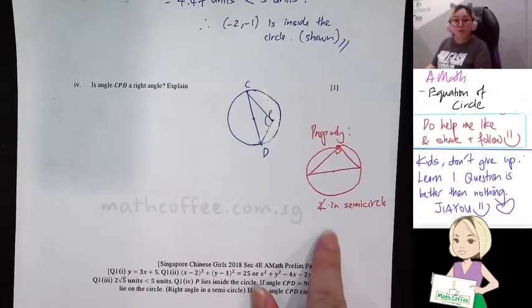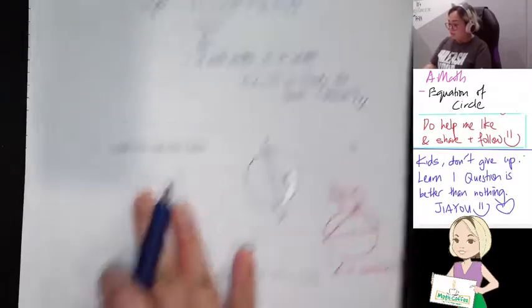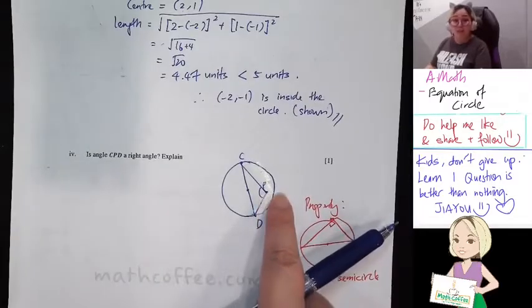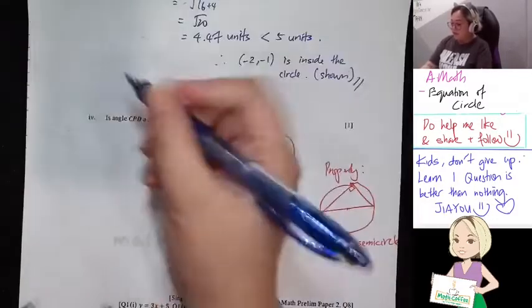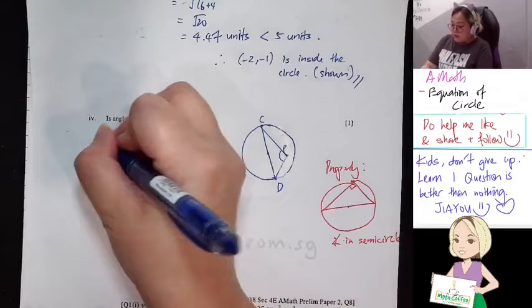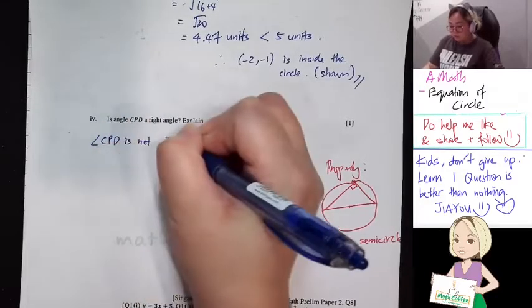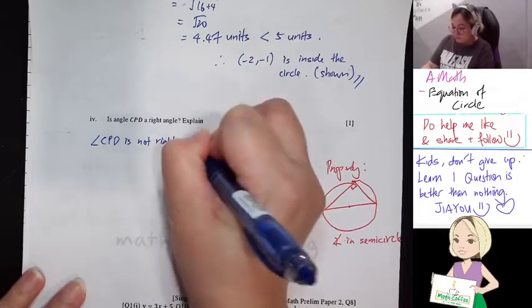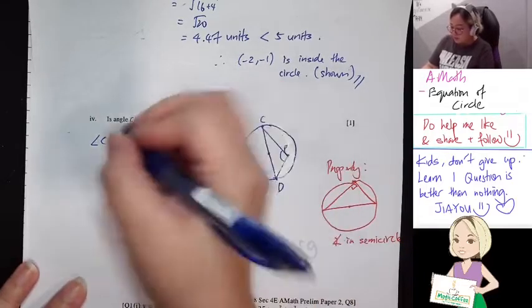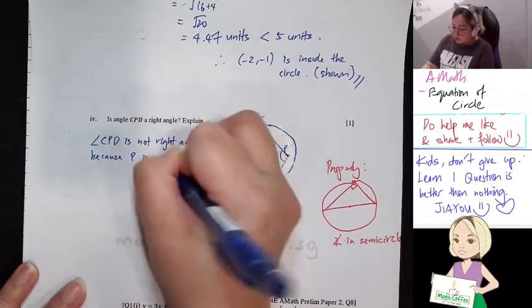Okay, so this is a property under AMath, properties of circle. Over here, because we already know that point P does not lie on the circle, it means that it is not a right angle triangle. So you will say angle CPD is not a right angle, because P is not on the circle.